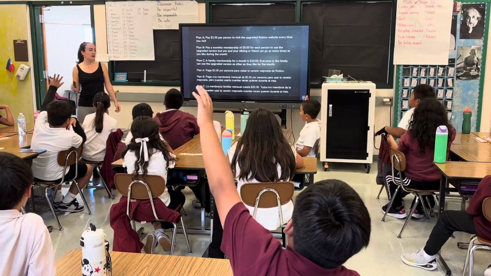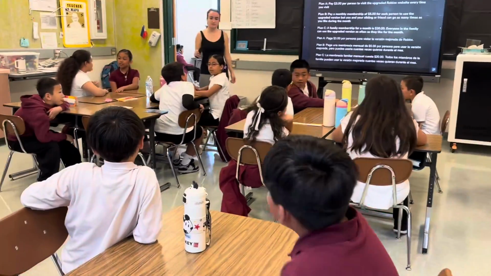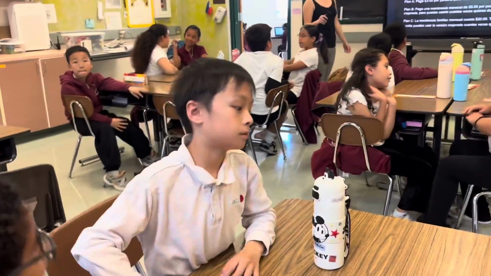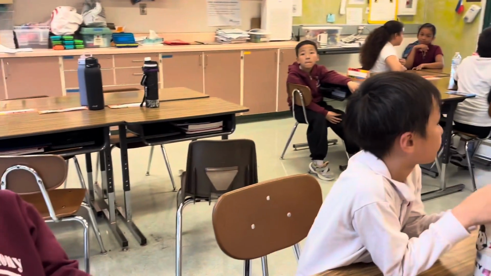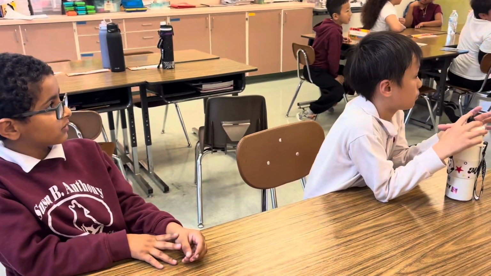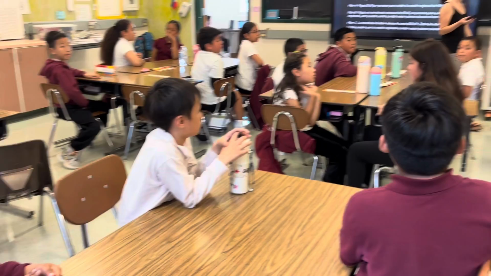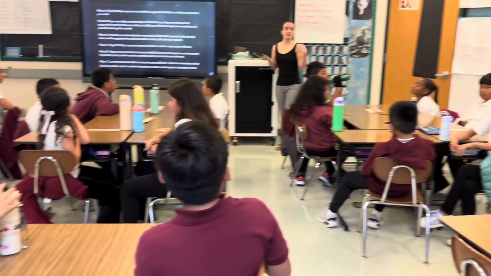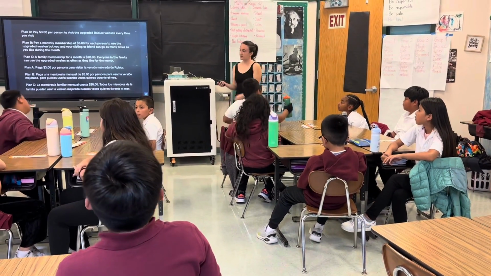Turn and tell your partner and then I'll call on someone. 5 and 10. Okay. Diana, what are the quantities in the story? 3, 5, and 20. Awesome.